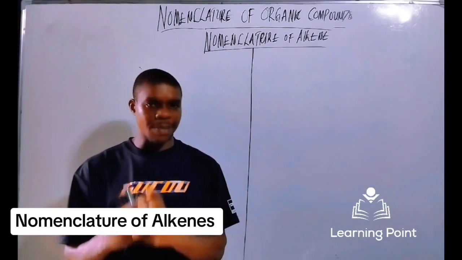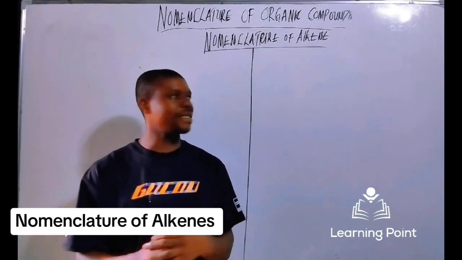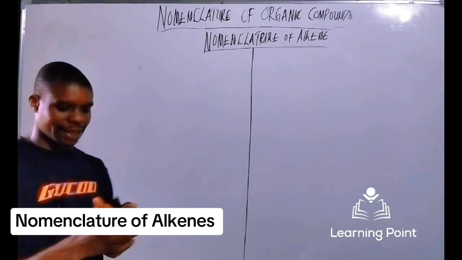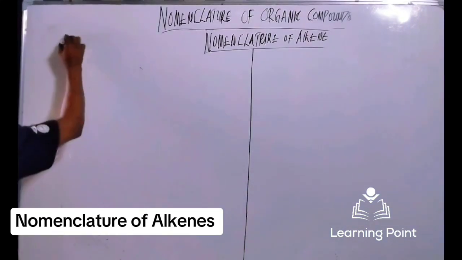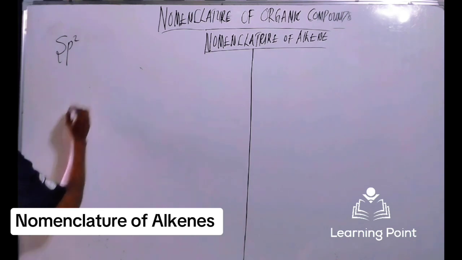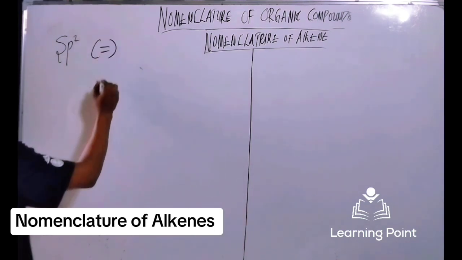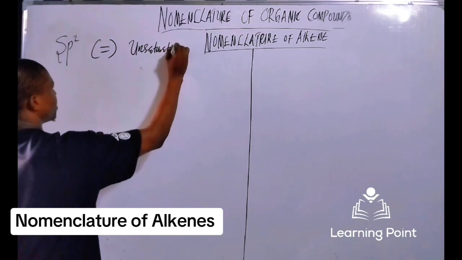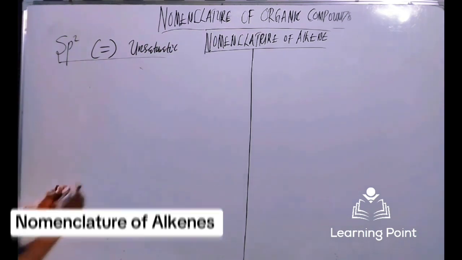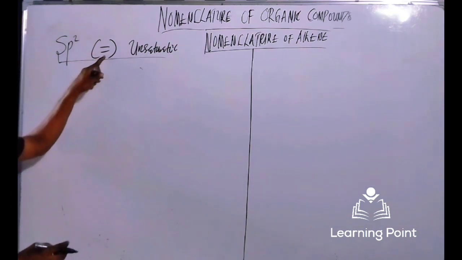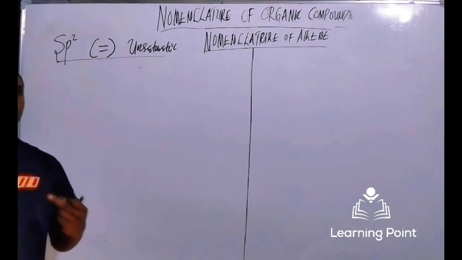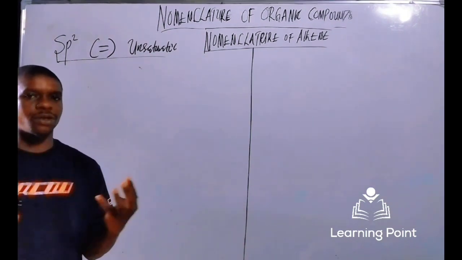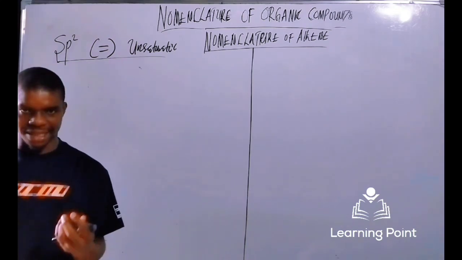Now let's focus on the nomenclature of the alkenes. There's a specific thing you have to know when it comes to the alkene. They are sp2. They have a double bond. They are unsaturated. So whenever you see a double bond, a double bond organic compound is an alkene.